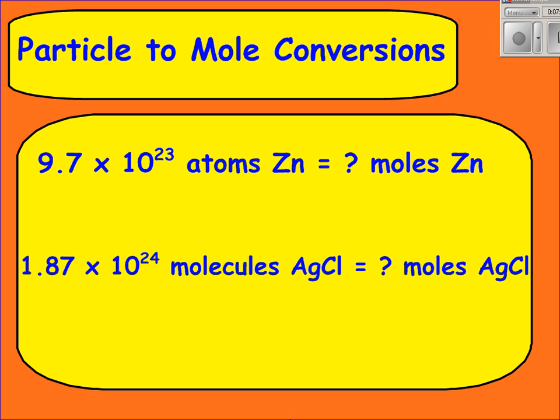Take a moment, try these, and then hit play to reveal the answers. If you have 9.7 times 10 to the 23rd atoms of zinc, you should get 1.6 moles of zinc. If you are given 1.87 times 10 to the 24th molecules of silver chloride, you should have with sig figs 3.11 moles of silver chloride. This concludes the video on converting from moles to particles and particles to moles.